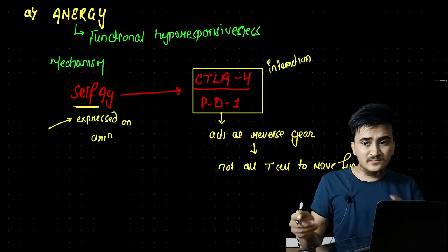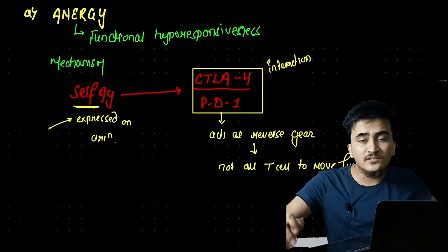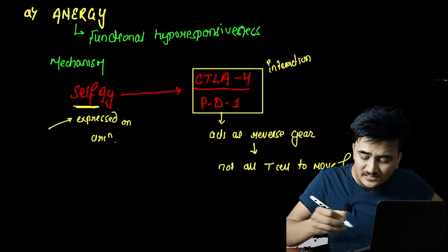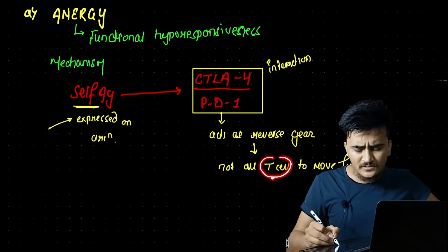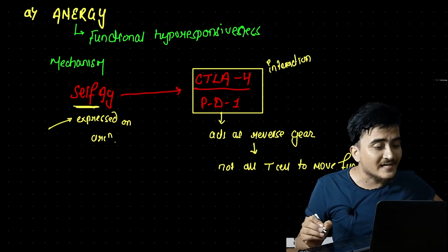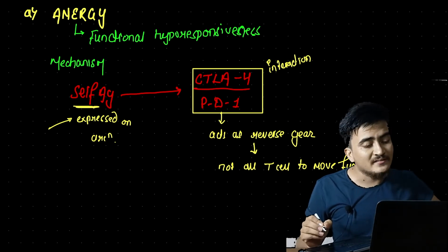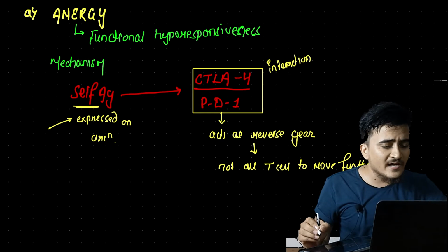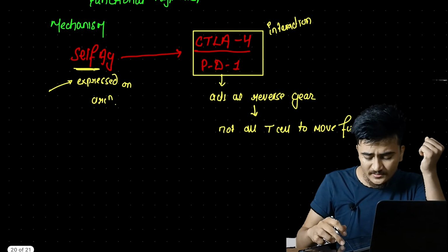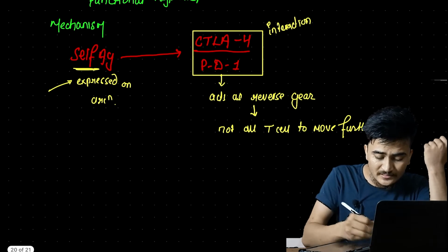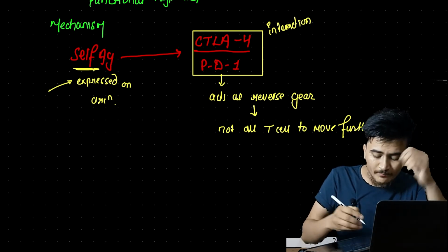That means it will not allow the T cell to get activated, and as the T cell won't get activated, obviously there won't be any destruction, and that is its main motto. And there are other examples of anergy, other processes that will lead to anergy. Now here we'll talk about this.